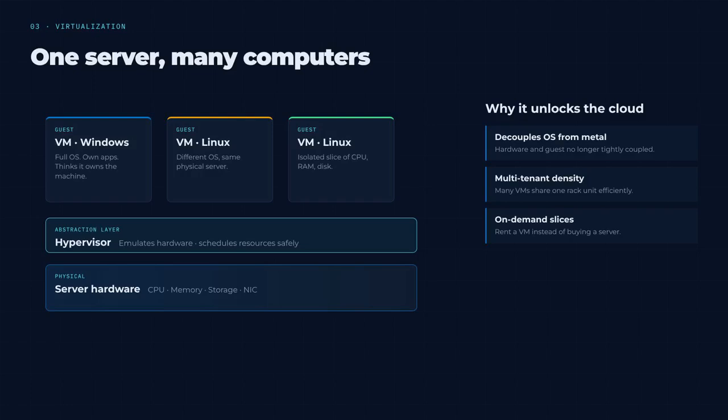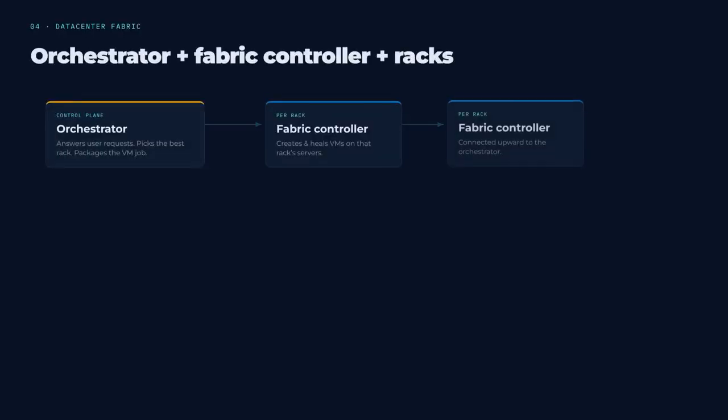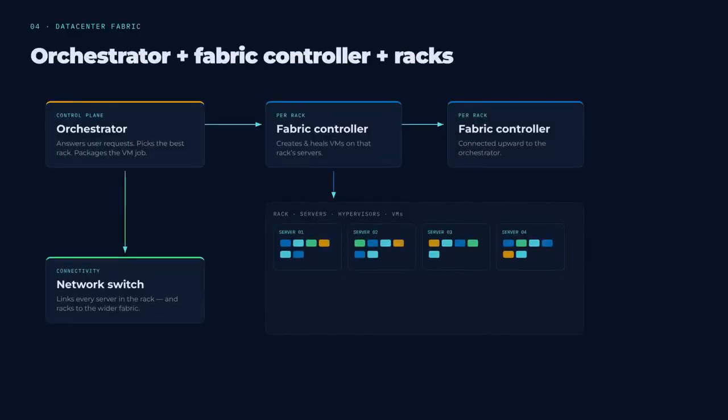Here's the part that matters. Once you can slice hardware this cleanly, you can rent those slices on demand. That single idea is what turns a data center full of servers into a cloud. Azure doesn't stop at one hypervisor. It repeats the pattern across entire data centers owned by Microsoft. Picture a data center, rows of racks, each rack packed with servers, each server running a hypervisor, and many virtual machines. Network switches stitch every server together so traffic can move between racks and out to the public internet.